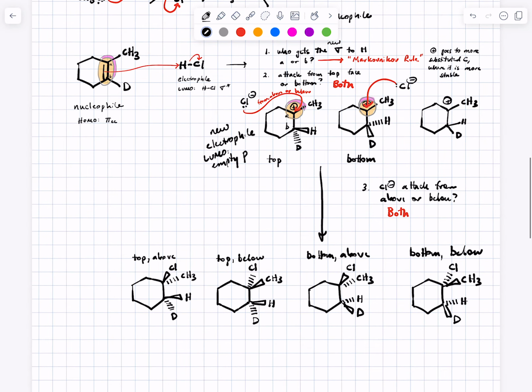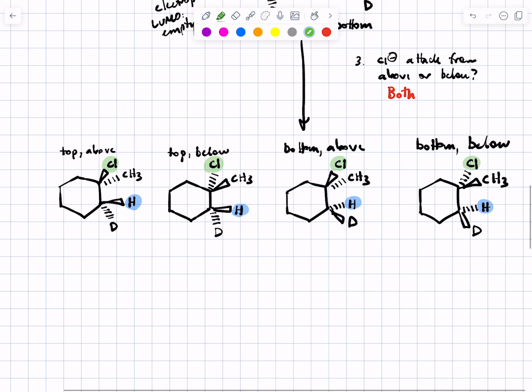All right. So I'm just going to use color to highlight a couple of things. We'll use maybe blue for the hydrogen, and we'll point out where the hydrogen ended up. And then let's use green, if that's okay, for the chloro group, and we'll highlight where the green ended up. So we get 4 products. Let's look at the relationship between those products.